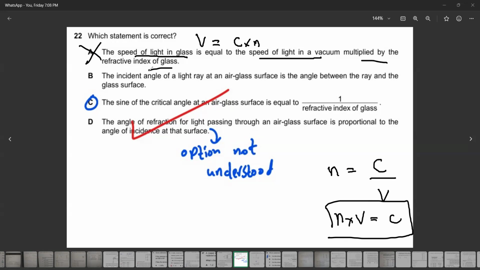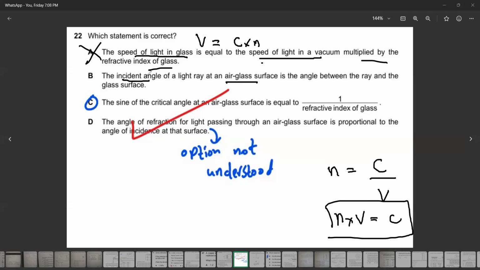The next is the angle of a light ray in air to glass surface. Yeah, n is equal to c by v is there. So that's not the right formula according to this one.